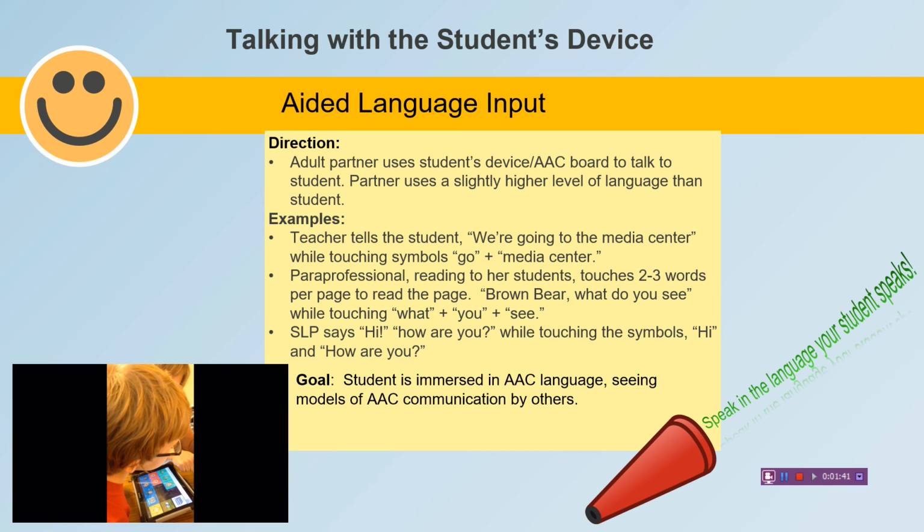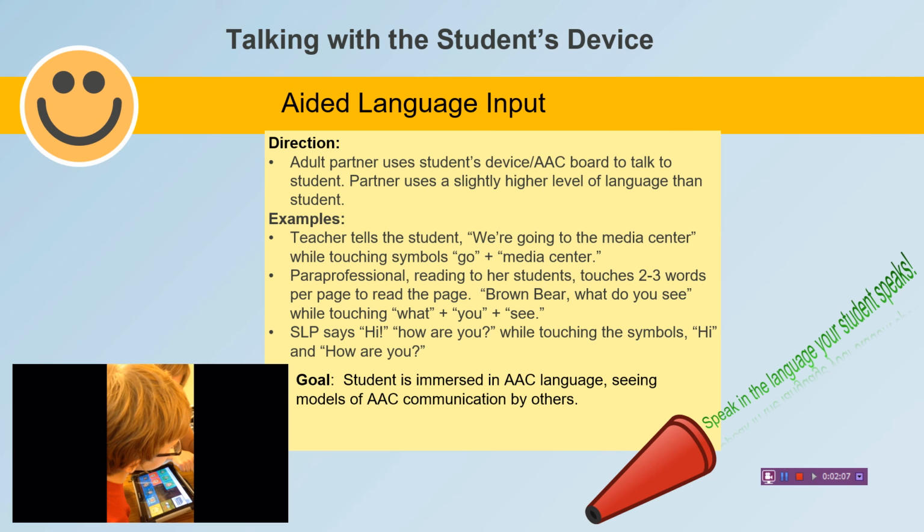The way this works is that the adult partner uses the student's AAC device or board to talk to the child. Typically, our adults are going to be using language that is only slightly higher than the current level that that particular student is using. So if you have a student who's using one word at a time on their communication device, then the teacher would probably only use 2 words in order to talk to the student.